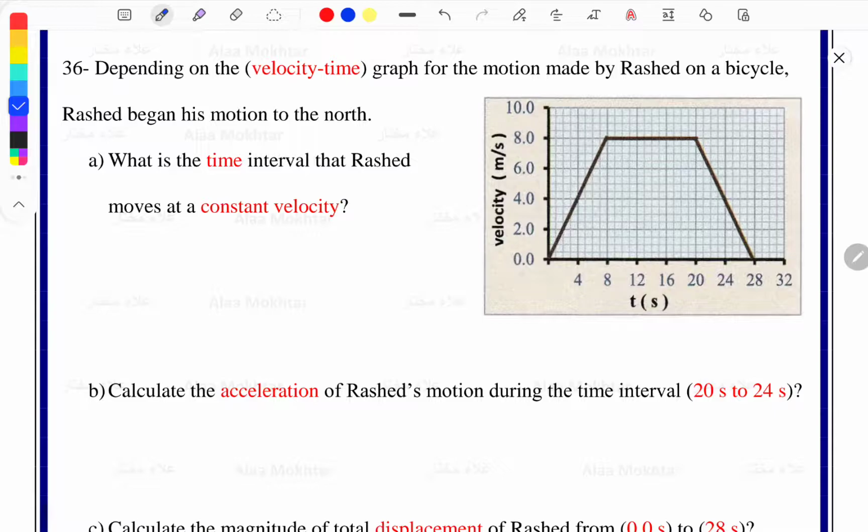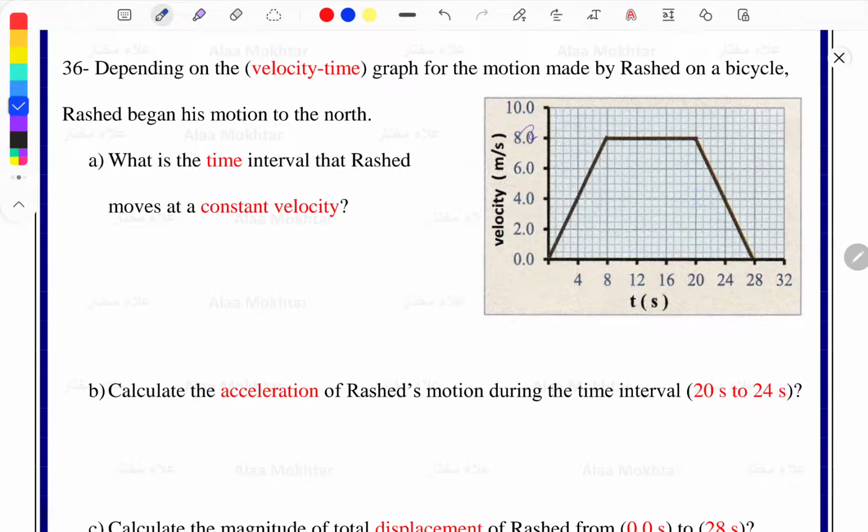in physics. Question 36. Depending on the velocity time graph, this is the velocity time graph for the motion made by Rashid on a bicycle. Rashid begins his motion to the north. What is the time interval that Rashid moves at a constant velocity? At a constant velocity, what is the time interval?